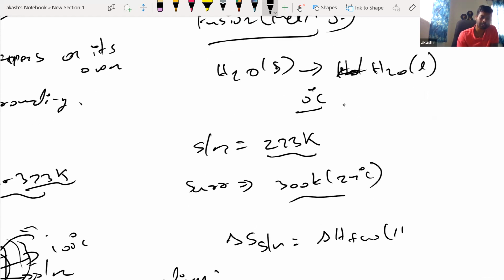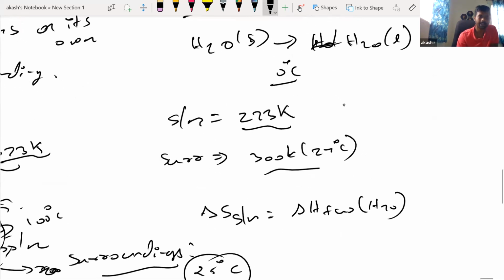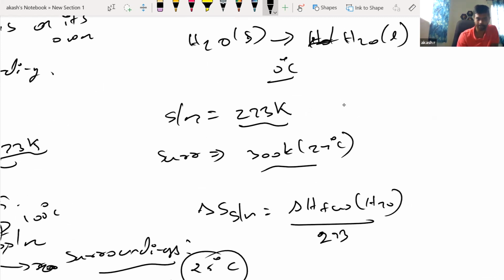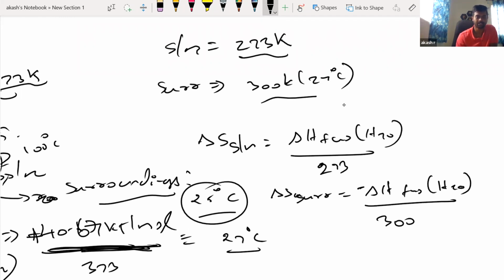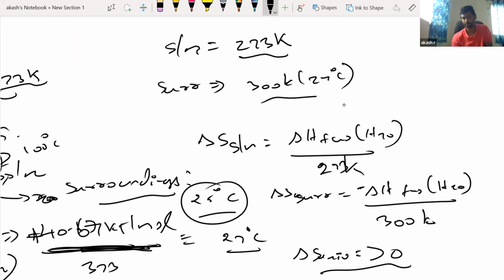of fusion of H2O, whatever be the value, divided by 273 Kelvin. And entropy of surroundings, that would be minus. Now again, same thing, the heat which is gained by the system would have been lost by the surroundings. So minus enthalpy of fusion of water divided by the outside temperature, 300 Kelvin. Now if you check the change in entropy of the universe, that will come out to be positive.